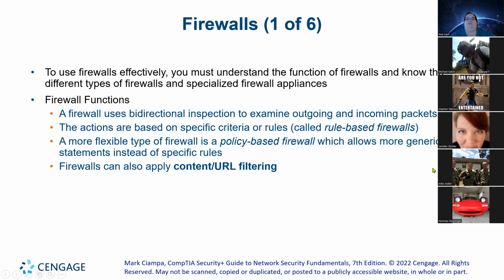To use firewalls effectively, you must understand the function of firewalls and know the different types of firewalls and specialized firewall appliances. Firewall functions: a firewall uses bidirectional inspection to examine outgoing and incoming packets. The actions are based on specific criteria or rules, called rule-based firewalls. A more flexible type of firewall is a policy-based firewall.